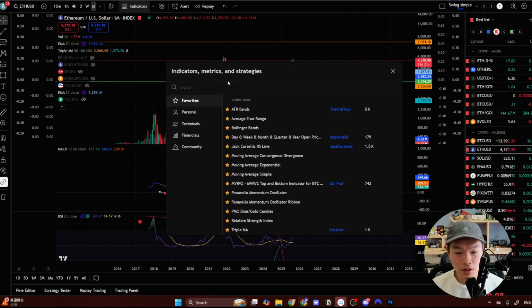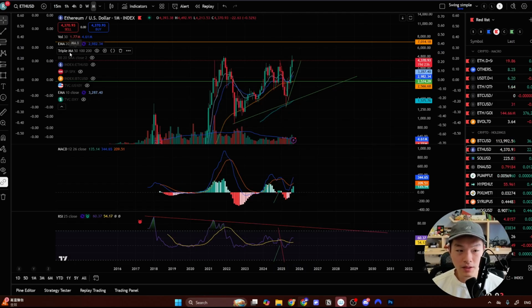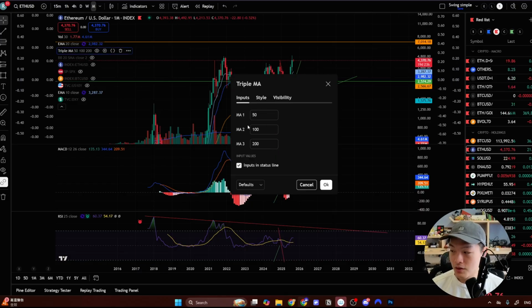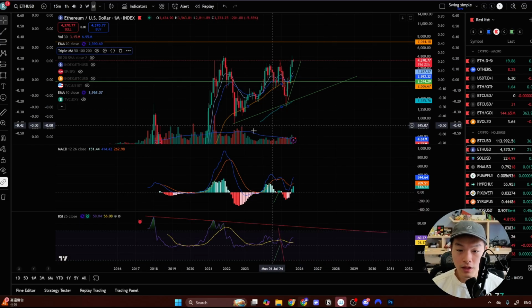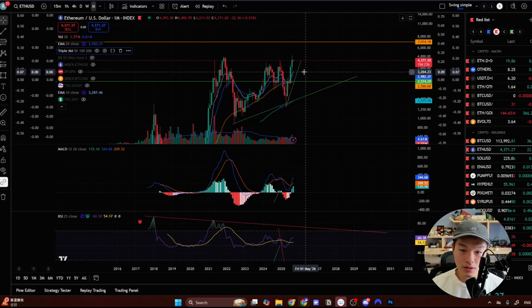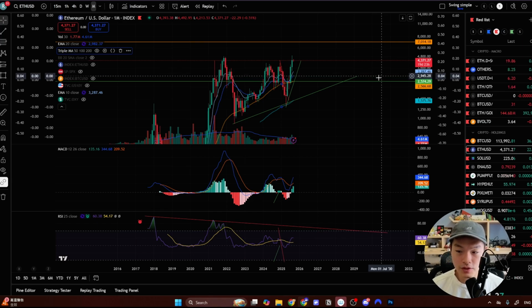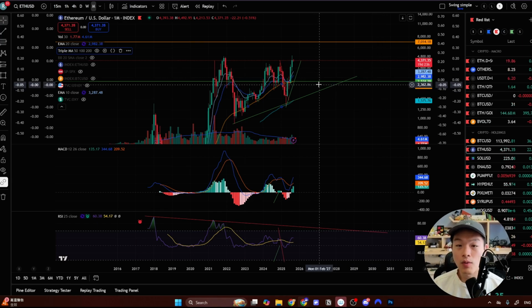So if you go to indicators, there's a bunch of different ones that I like, right? But the main one is the triple moving average. And these are my settings: 50, 100, and 200. The reason why I use it is because a lot of investors and traders use these moving averages to make their decisions. I want to know what other people are thinking in the market.